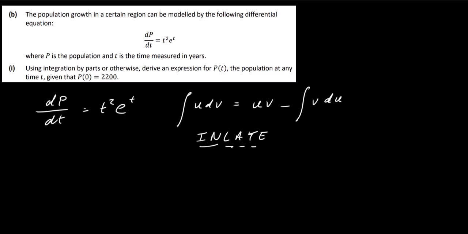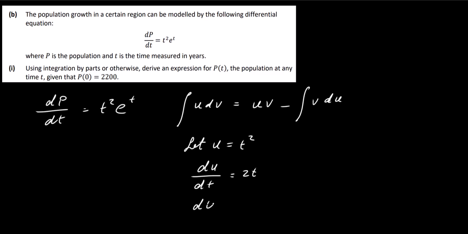So the first thing I'm going to do is let u equal t squared. That means du/dt is equal to 2t, or du is equal to 2t dt. So if u is equal to t squared, I'm going to let dv then equal e to the power of t. So that just means if I integrate both sides, I'll get v here, and if you integrate e to the power of t, you'll just get e to the power of t.